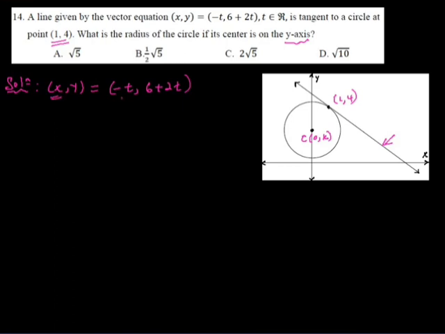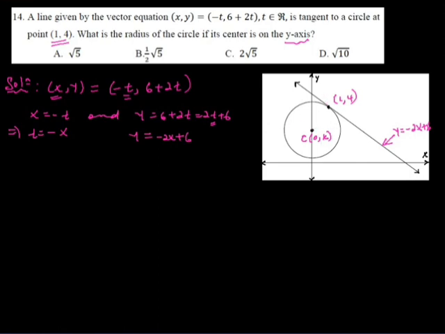This means x is equal to minus t, and y is equal to 6 plus 2t, or 2t plus 6. So x is equal to minus t means t is minus x. Therefore, in place of t, we can substitute minus x. So y becomes minus 2x plus 6. So the equation of the line becomes y is equal to minus 2x plus 6, which is the equation of the line which is tangent to the circle.